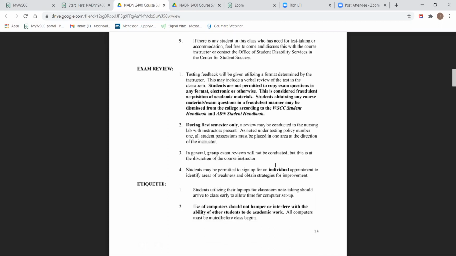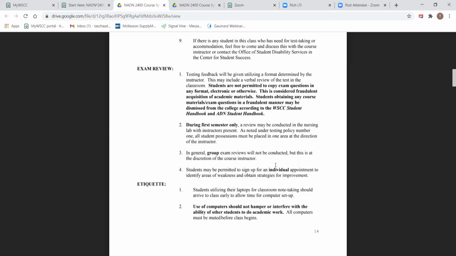Okay, testing review. Testing feedback will be given, not determined by the instructor. This may include a verbal review of the test in the classroom. Students are not permitted to copy exam questions in any format, electronic or otherwise. This is considered fraudulent acquisition of academic materials. Students obtaining any course material, exam questions in a fraudulent manner may be dismissed from the college according to the handbook. Okay, so our ADN student handbook has this information in it.